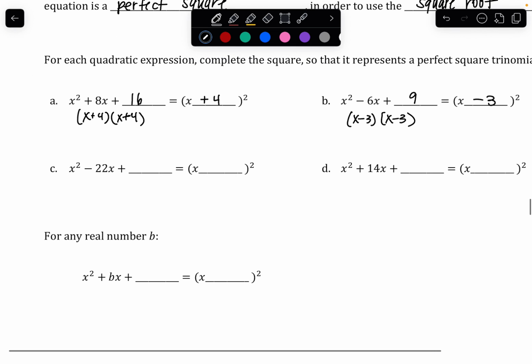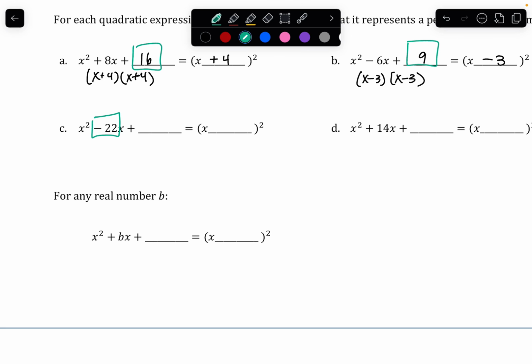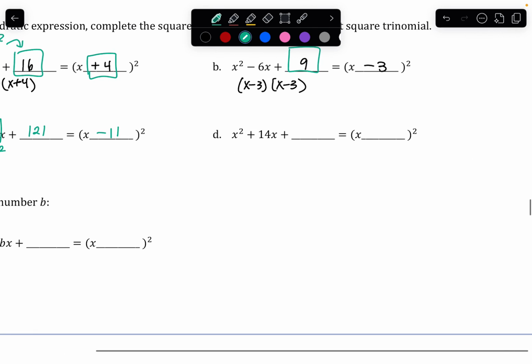And so how I'm getting this number, how you get the 16 and how you get the 9, is you take half of this middle number, which would be negative 11, and then square it. And so negative 11 squared is 121. And then this would factor to x minus 11. So whatever half of b is, that's the number that's going here. So for example, half of 8 is 4. And then when we square it, we get the 16. And then the 4 shows up right here. Okay, and so half of 14 is 7.